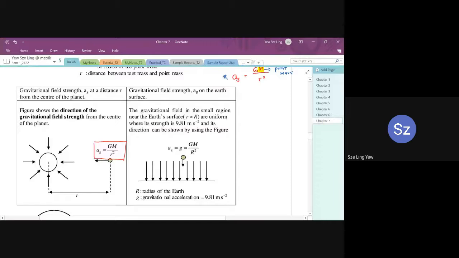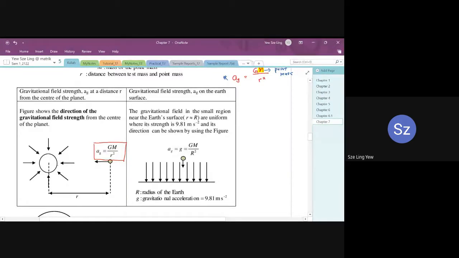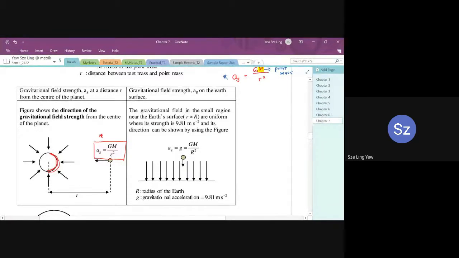Okay, so this is the equation that we derived just now. This equation is valid for any object that is above the surface of the Earth. All right, so as long as it is above the surface, then we can use this equation, Ag equals Gm over r squared.